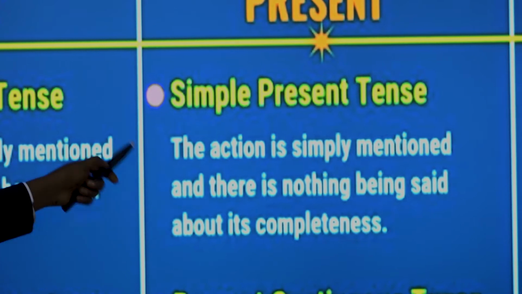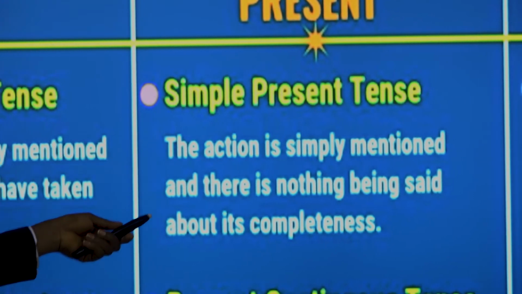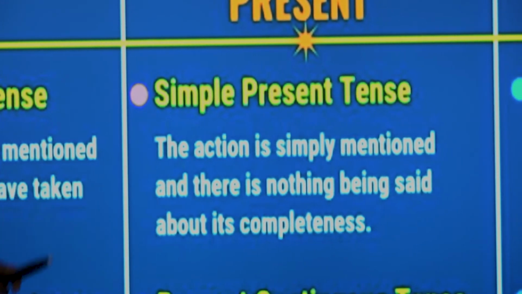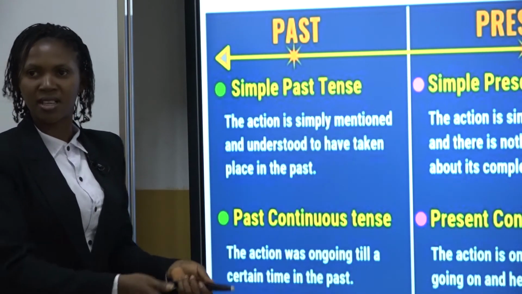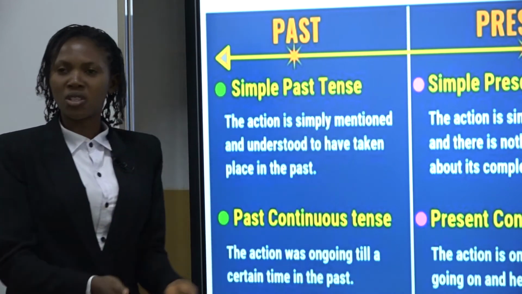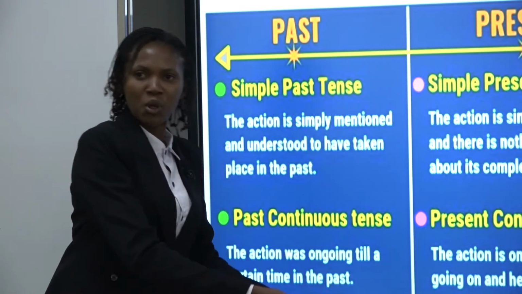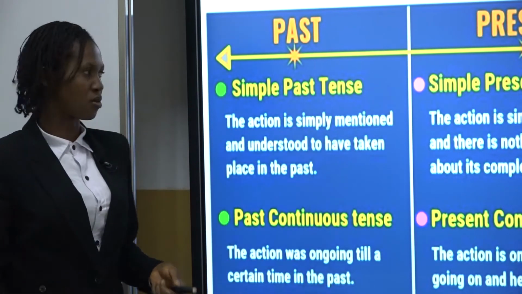Simple present tense means the action is simply mentioned and there's nothing being said about its completeness. The action is just mentioned, just as I say, I walk. But nothing is stated about whether it has been completed or not.